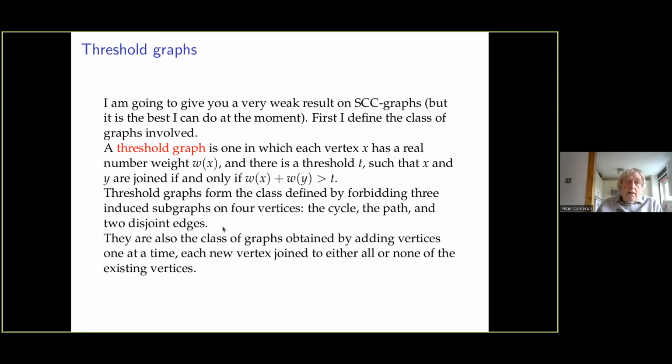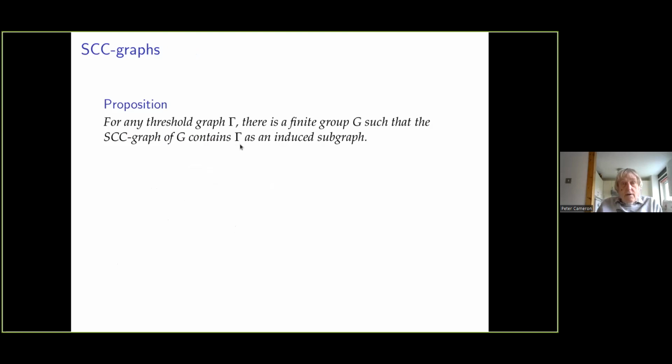And you can also describe them by this building up procedure. You start off and add vertices in one at a time. Each new vertex is joined to either all or none of the existing vertices. You can show that this construction builds all threshold graphs. Anyway, those are the threshold graphs, and we're going to show that SCC graphs of finite groups at least embed all threshold graphs. So for any threshold graph, gamma, there is a finite group G such that the SCC graph of G contains gamma as an induced subgraph.